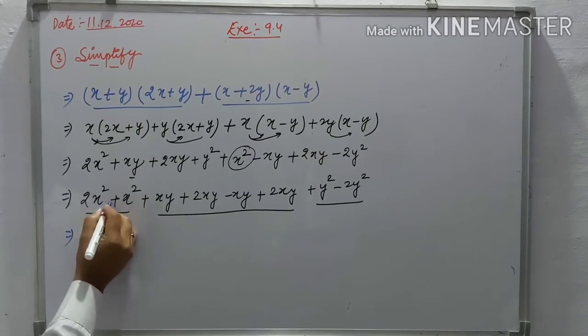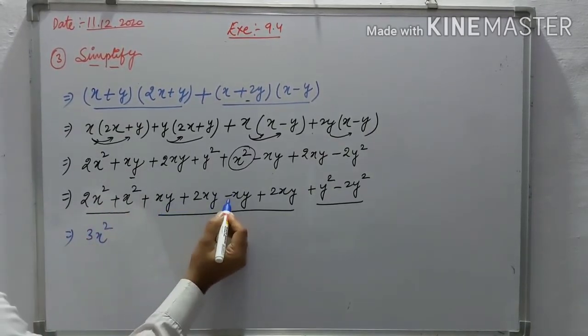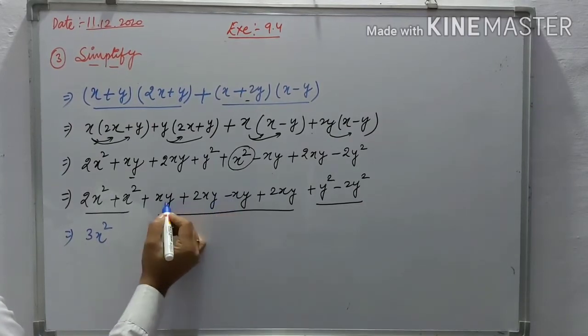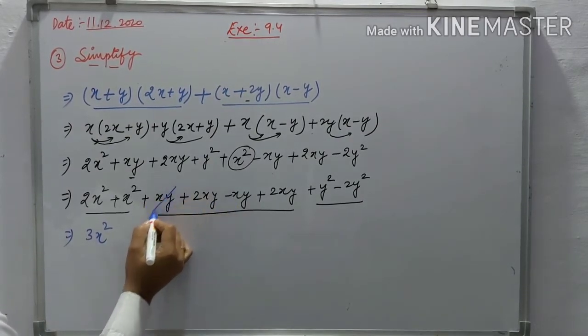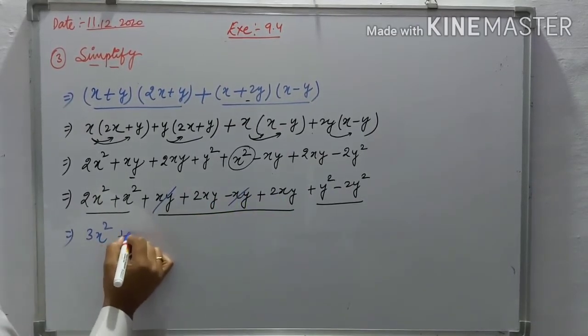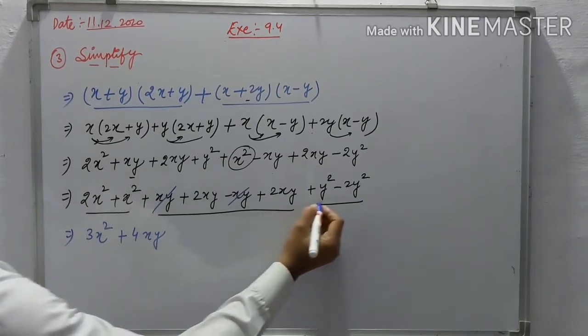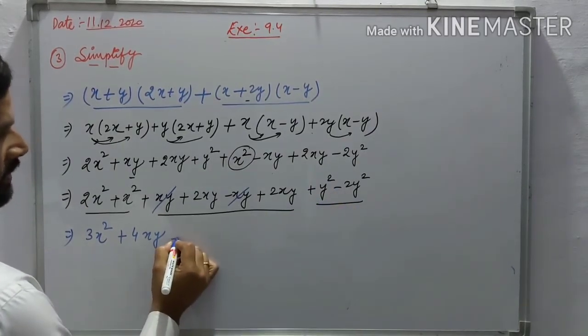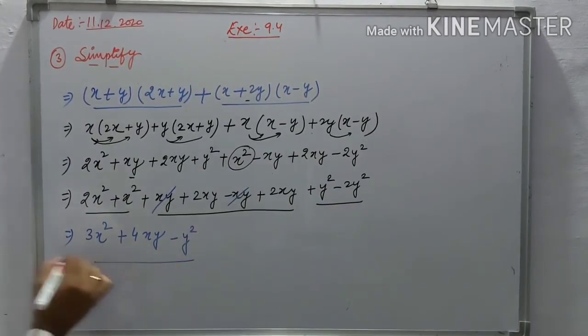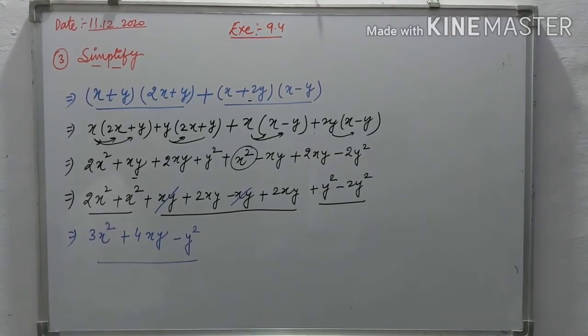Now here 2x square plus x square is 3x square. Minus xy and plus xy, they are minus and plus, yes, cancel. Here 2xy plus 2xy is plus 4xy. Okay, and here is a minus sign, minus y square. So the final answer is 3x square plus 4xy and minus y square.